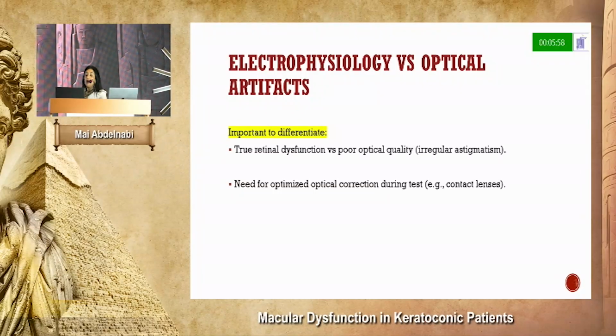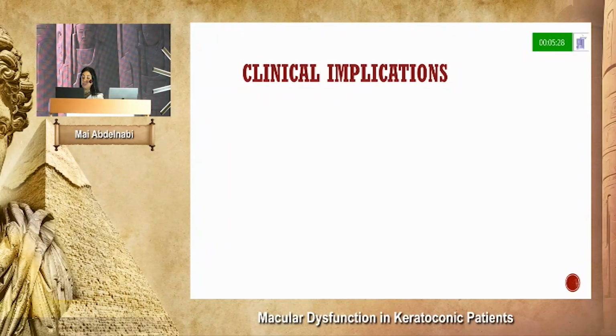Therefore, whenever any anterior segment surgeon sends a keratoconic patient for evaluation of the posterior segment, it's best to prescribe for the patient the most optimized optical correction, whether contact lens or glasses, to enhance a proper recording. And also, it's very important to mention the degree of the refractive error of this patient in the referral letter to be considered during the interpretation of the electrophysiological test.